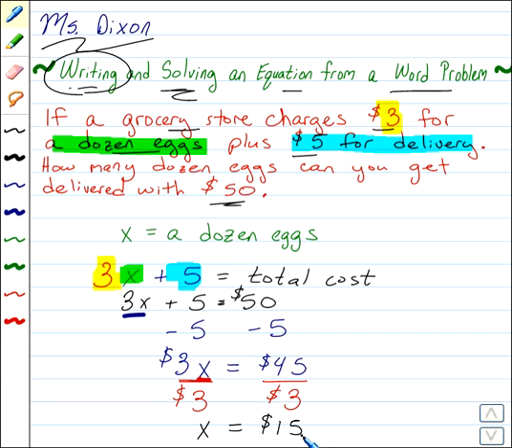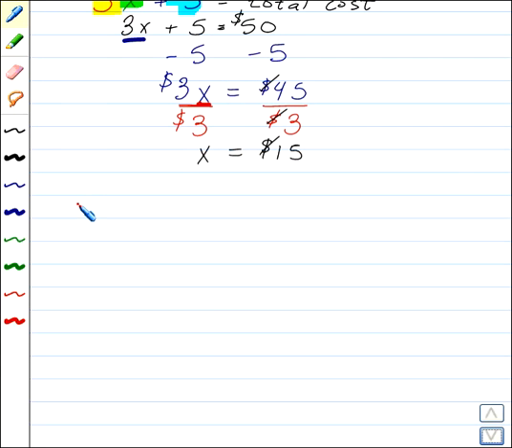Now I'm not done. I have to answer the question. How many dollars? Oh, not dollars. The dollars actually simplified out. So I'm dividing dollars by dollars, which just leaves me with 15. So now I have to answer the question, how many dozen eggs can you get delivered with $50? And the answer is I can get 15 dozen eggs.